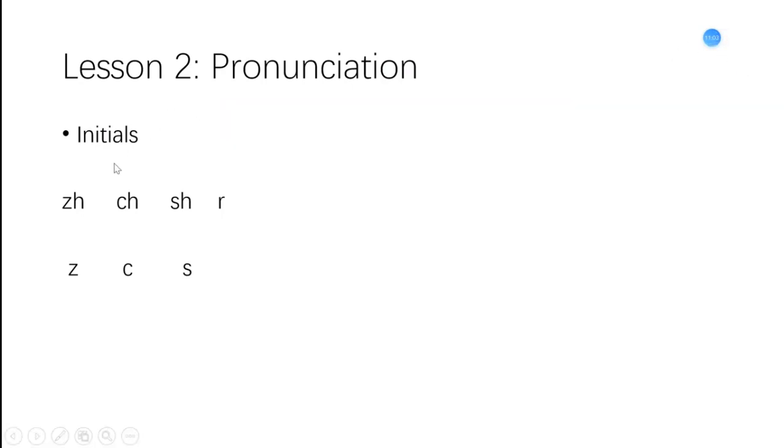Read again. So, zhi, chi, shi, ri. And this one, zi, ci, si. Again, please. Zi, ci, si. Okay, so you can see there's a typo.